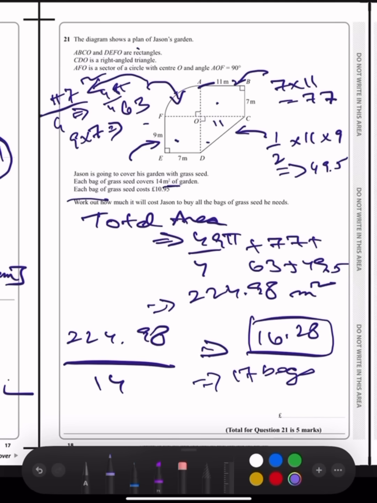After this one, what we do is, they said that each bag of grass seed costs 10.95. So we already know the bags now. So how much grass seed does he need? We know he needs 17 bags. So how much will it cost? For one it costs 10.95. How much will it cost for 17? 17 times 10.95, which would give us an answer of 186.15. So 186 pounds and 15 pence, and that will be your answer. And that's how you will gain a total of 5 marks.